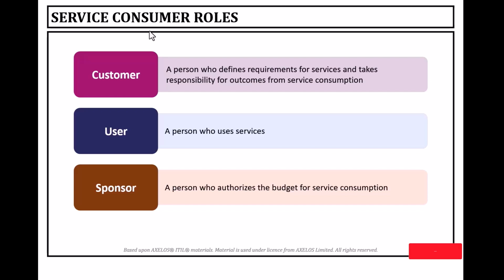These roles can be combined. For instance, it's common for a consumer to be a customer and a user. In the business world, sponsor and customer roles are often combined. As a service provider, it is important to recognize these roles and relationships for your consumers. Also realize that they may often have conflicting interests.